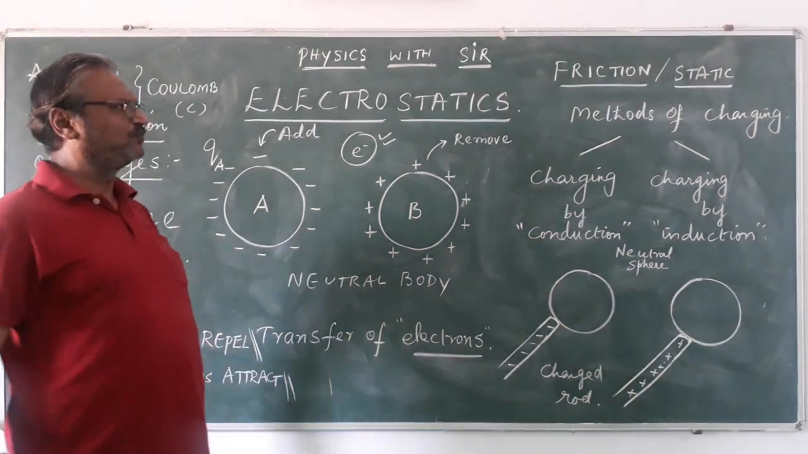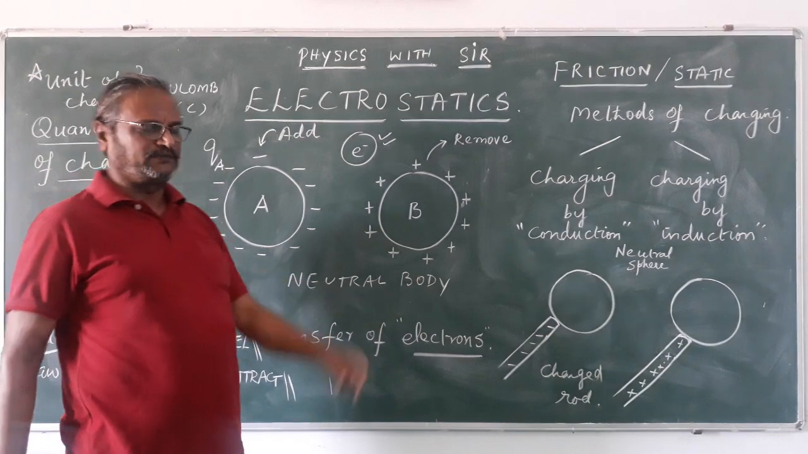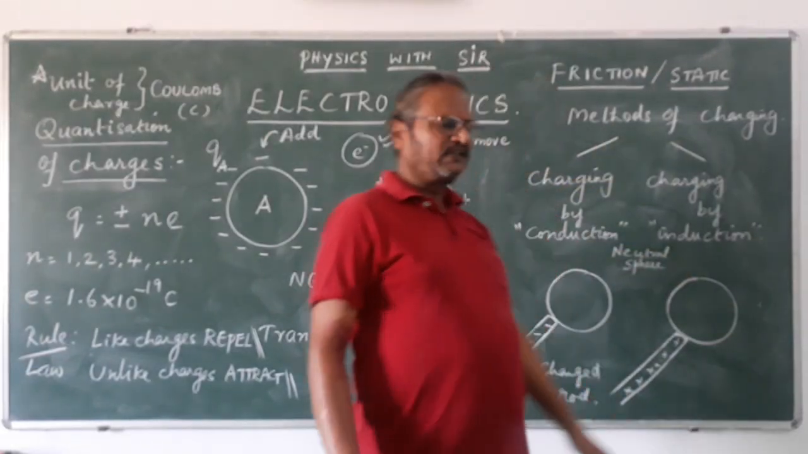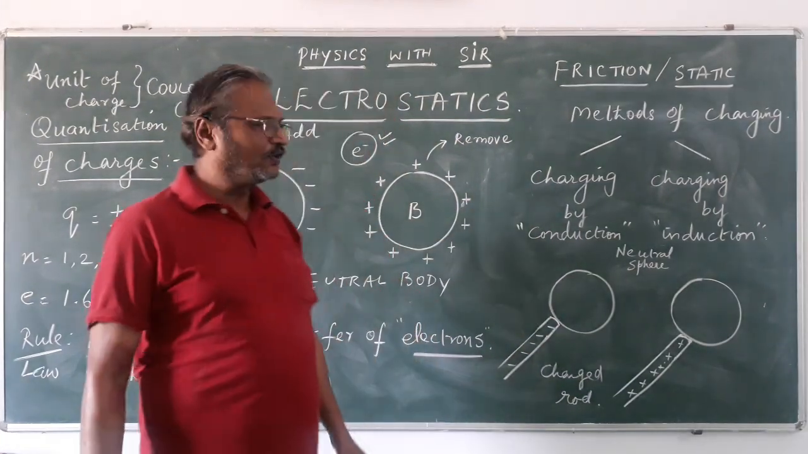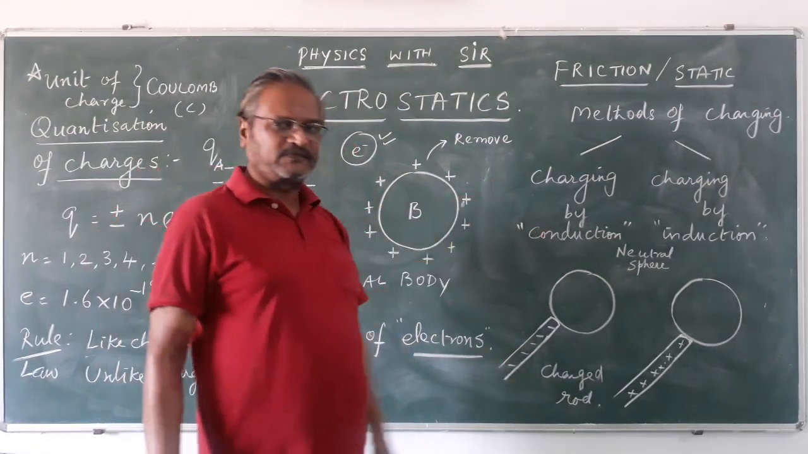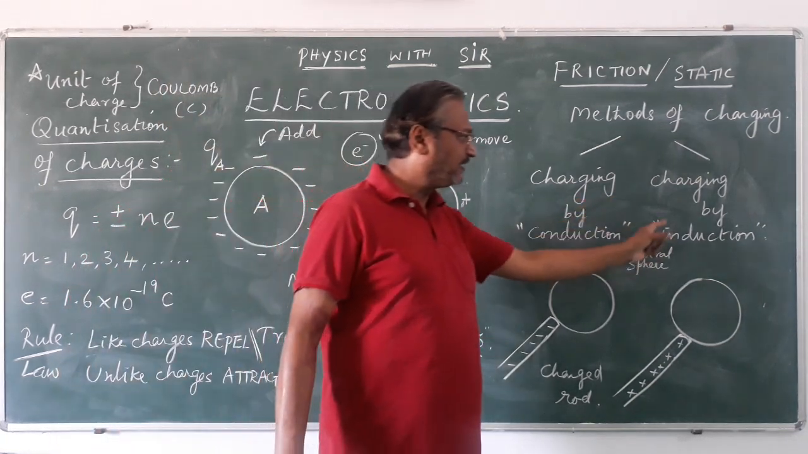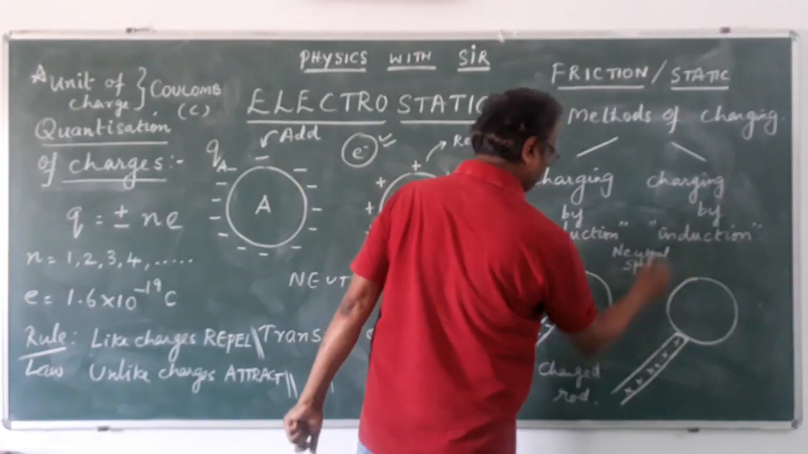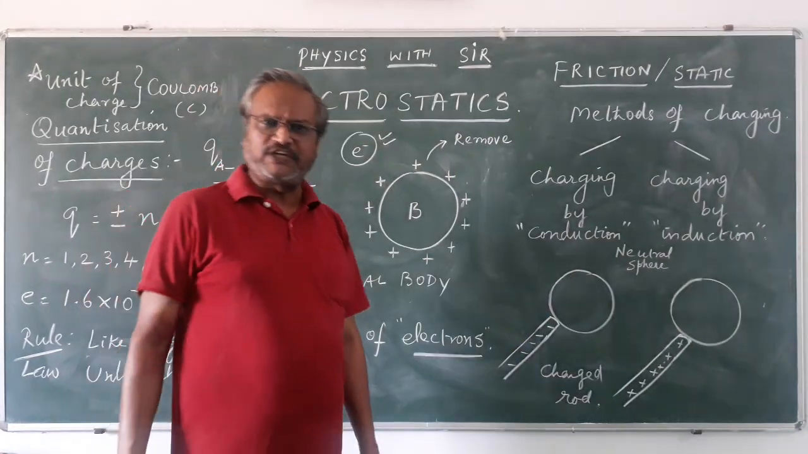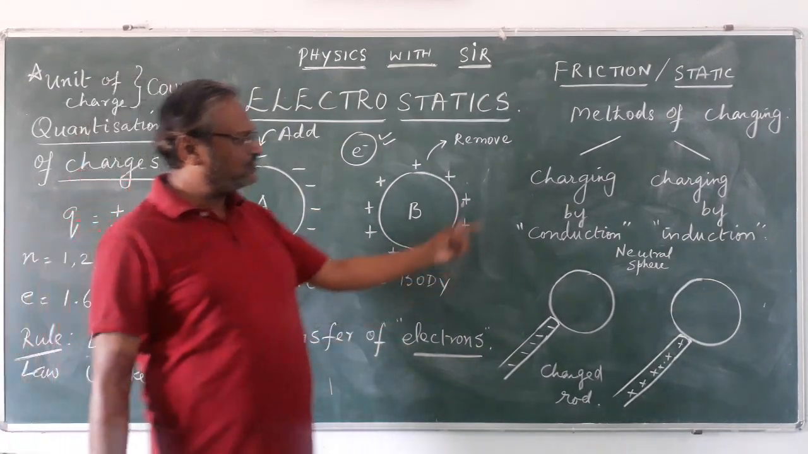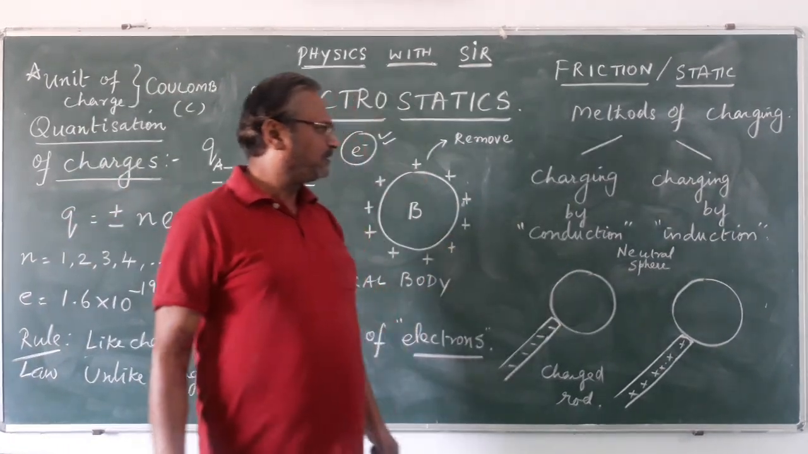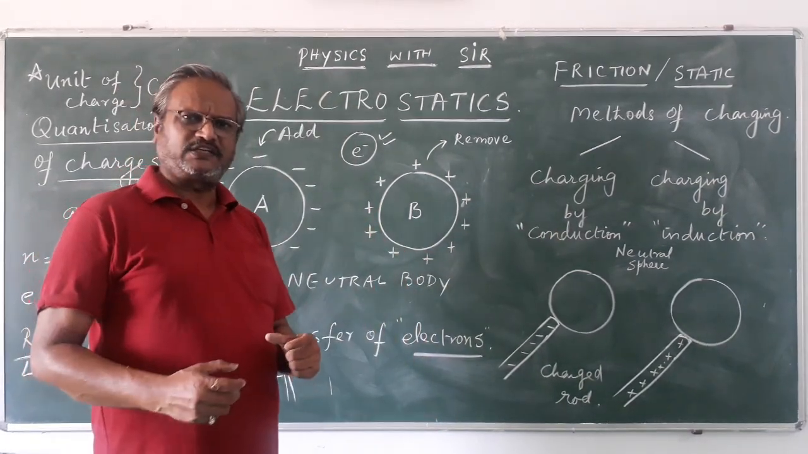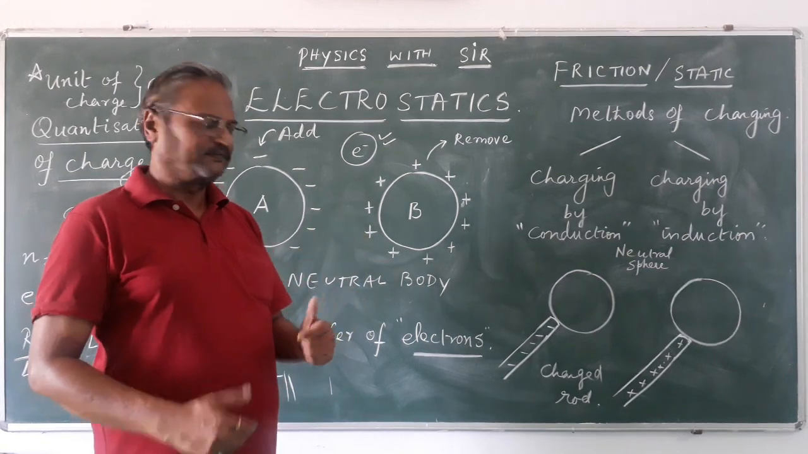Okay, now let's move to how we can charge a body. What are the methods of charging a body? There are two ways you can charge a body: charging by conduction and charging by induction. In this video, let us see how we can charge a neutral body by conduction. The word conduction means to conduct, to pass.